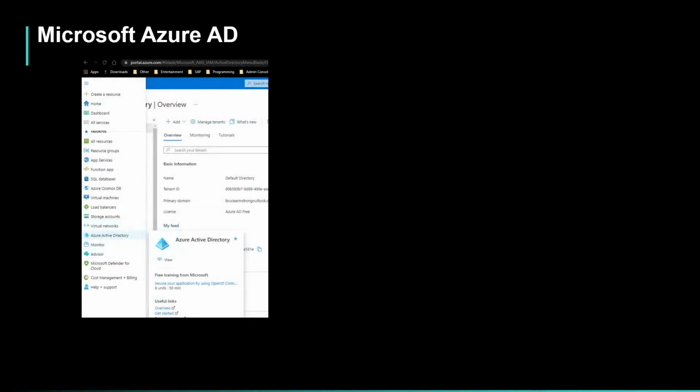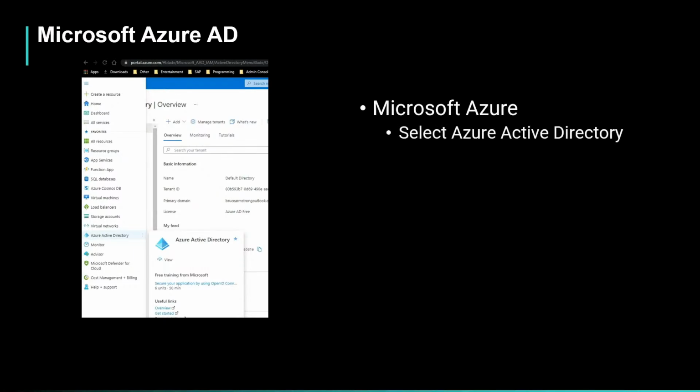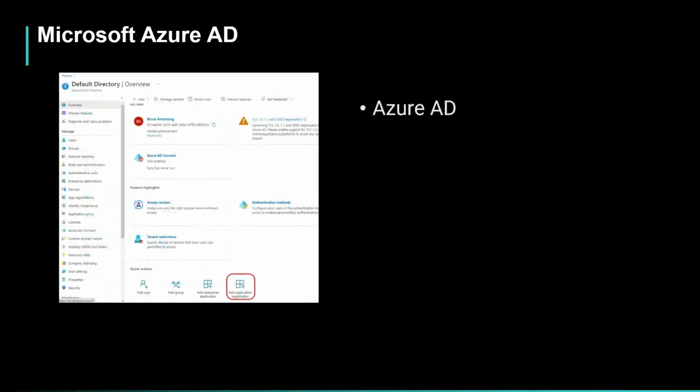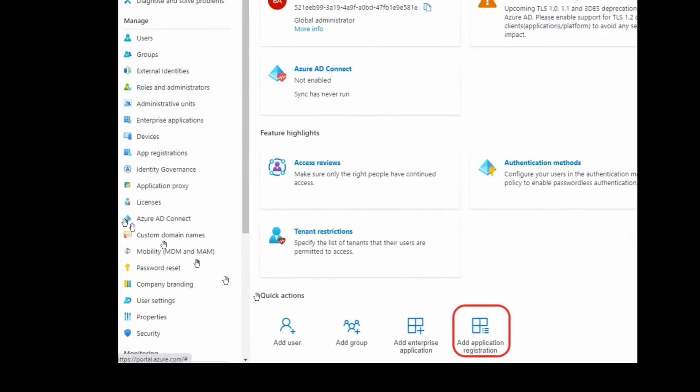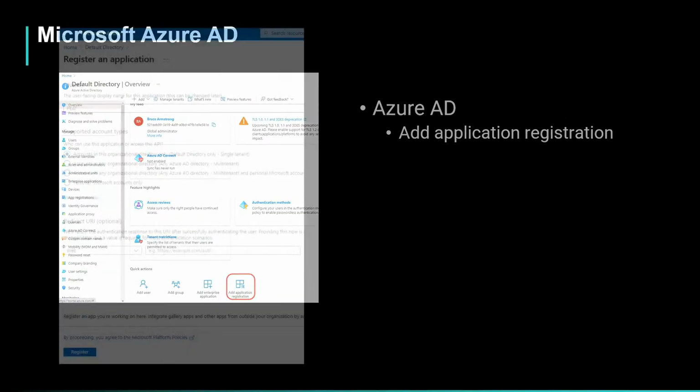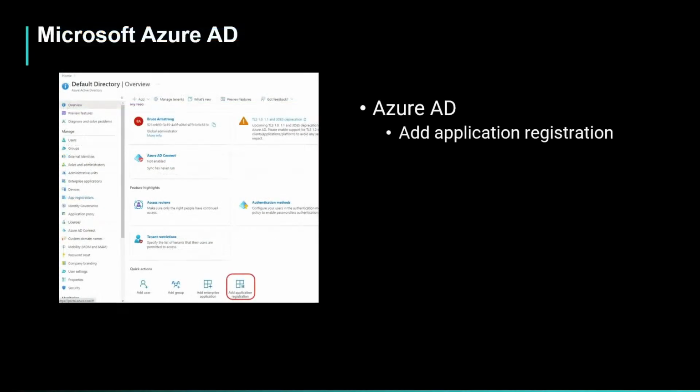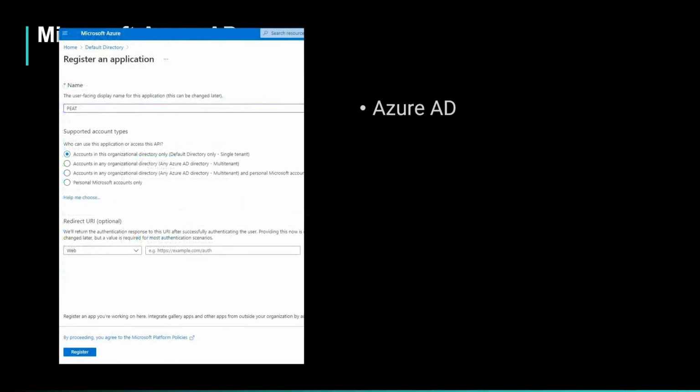So here's how we go ahead and set up Azure AD, which I found to be a little bit simpler than Amazon Web Services. We go into the Azure portal and we select Azure Active Directory, Azure AD. We indicate that we want to add an application registration. We give it a name and we select the account type.